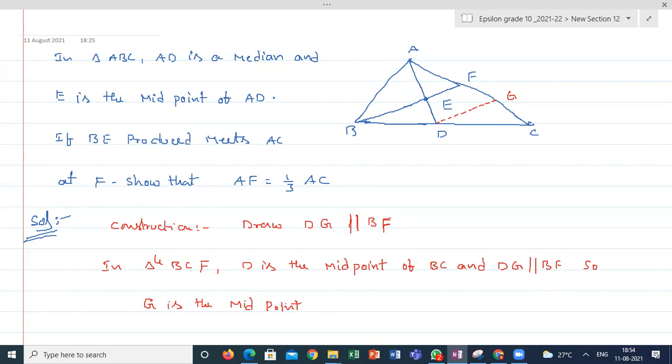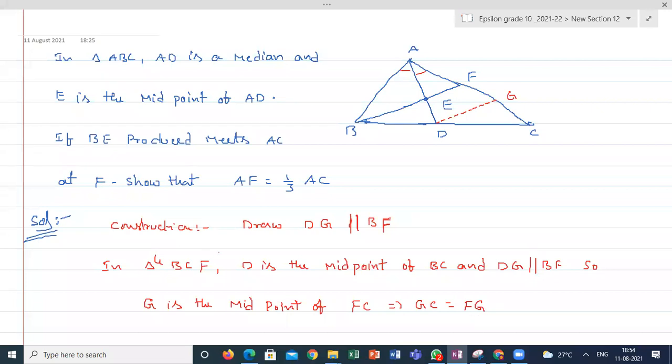The vertex. Yes, that also you can take, but you are mixing the angles here. Without angles, I am trying to prove this one. G is the midpoint of FC. Then I can say GC is equal to FG. Is this statement clear?